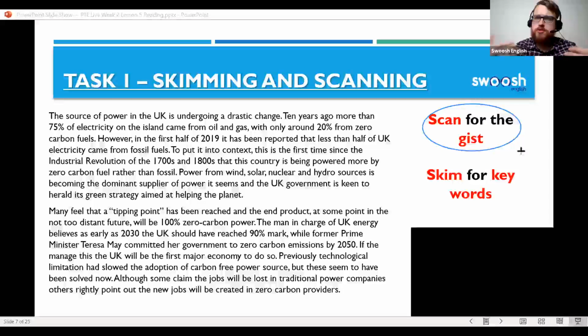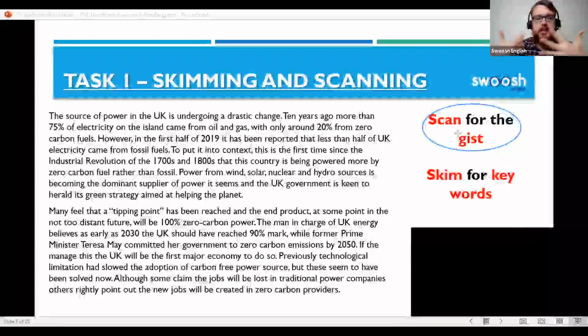So what I want you to do now is read through this text and scan for the gist. As you're reading through, make sure you do it as quickly as possible and try to do it as cohesively and efficiently as possible. Once you've read through the text, see if you can reformulate what it means in your own words and write down a sentence that conveys your own understanding of exactly what this passage is telling you.